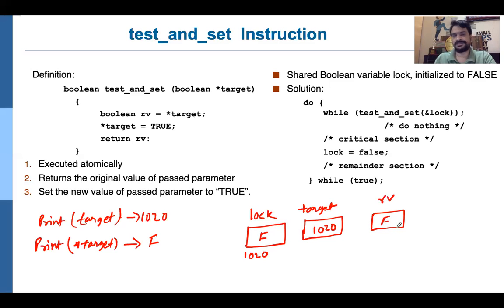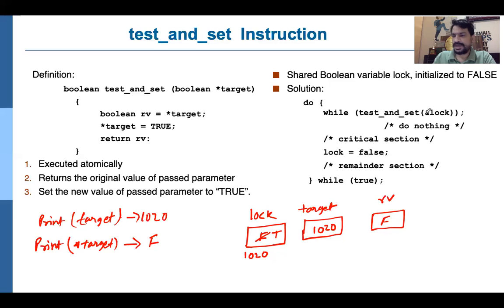It is false, right? Now after that, asterisk of target will be equal to true, meaning whatever the target is pointing to, in that particular memory location, we will put true, meaning this false will be overwritten with true. Got it? And after that, it is going to return RV. What is RV? RV is false. So it is going to return false, and it is coming here.